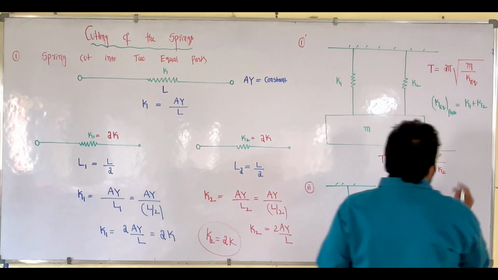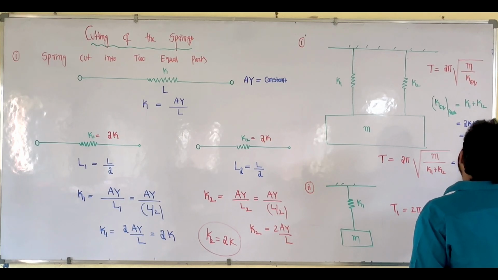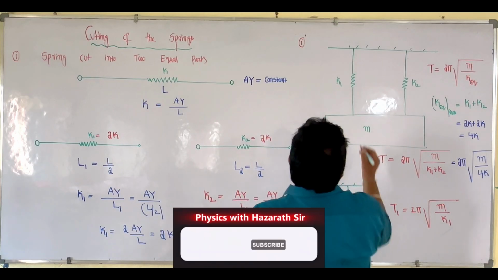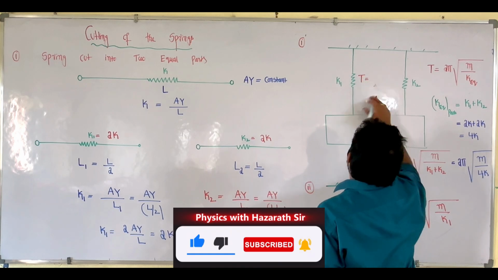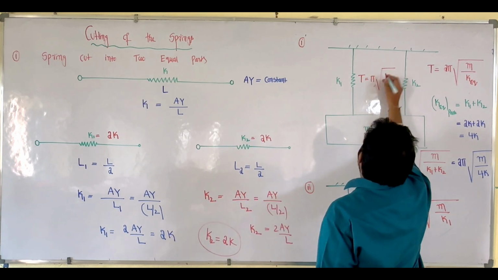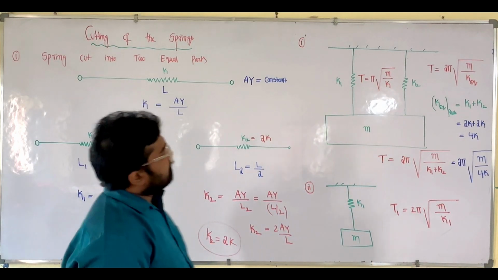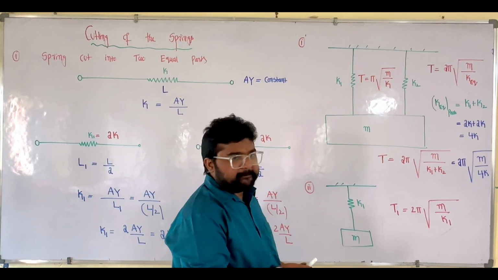What is the time period of oscillation here? 2 pi square root of m by K equivalent, which is 2K plus 2K, equal to 4K. That is m by 4K. The 2 gets cancelled out. In this particular case, the time period is 2 pi square root of m by 4K. Understood or not?